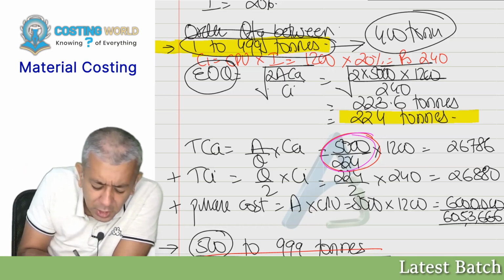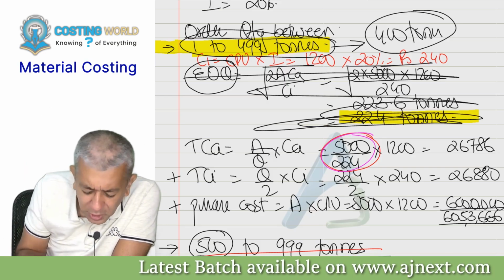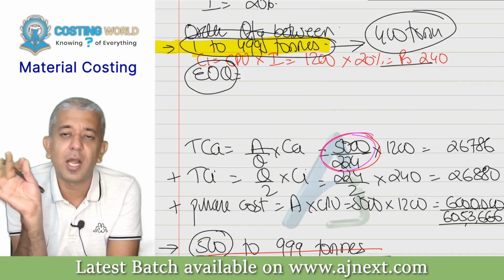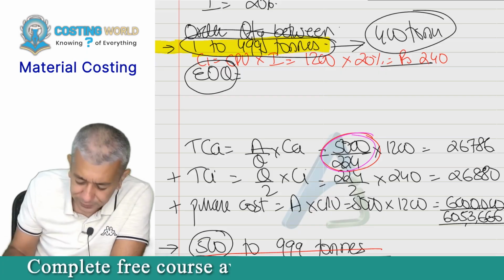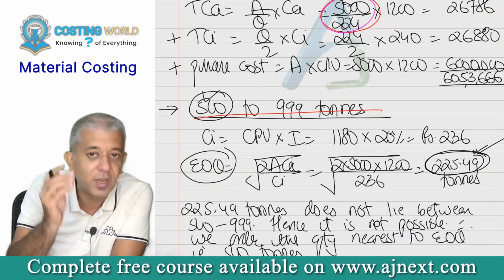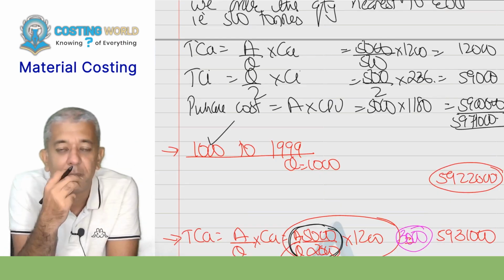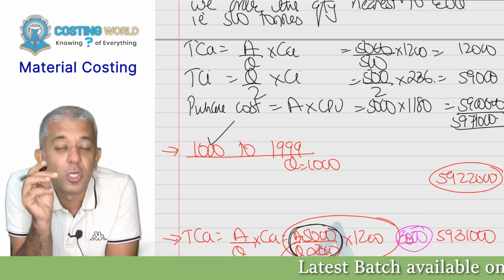Nobody knows. They did not even find out the EOQ. They did not do those particular things also. Nothing they all did. Directly started: under this category, we are taking 400. Under this category, we are taking 500. Under this category, we are taking 1000 and so on. There is no logic in their books.